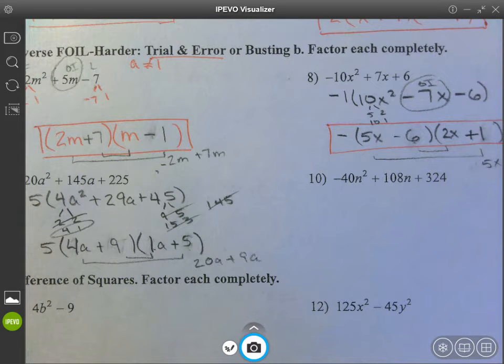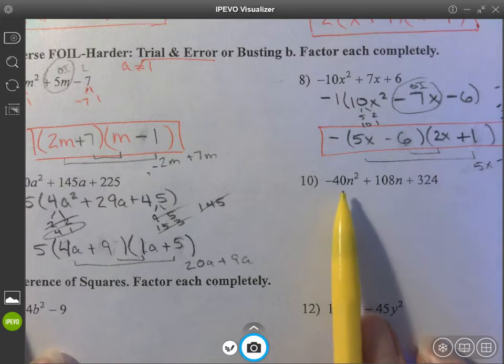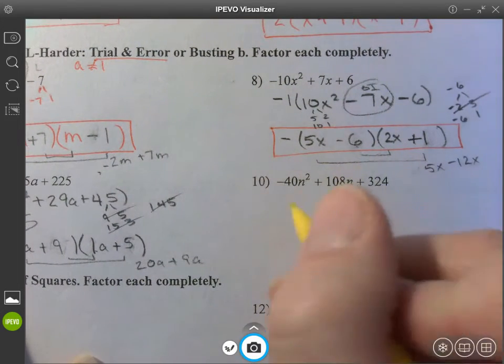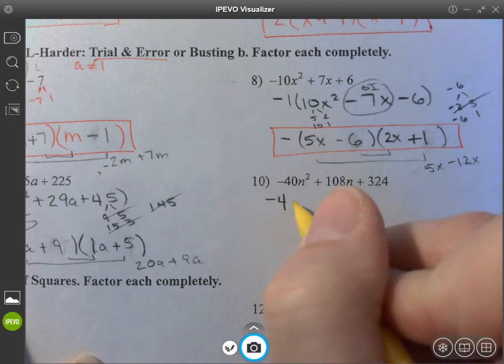Can I take out a negative? See how that first term's negative? I think 4 is it, though. Do we agree on that? Okay. So take out that -4. What's left?